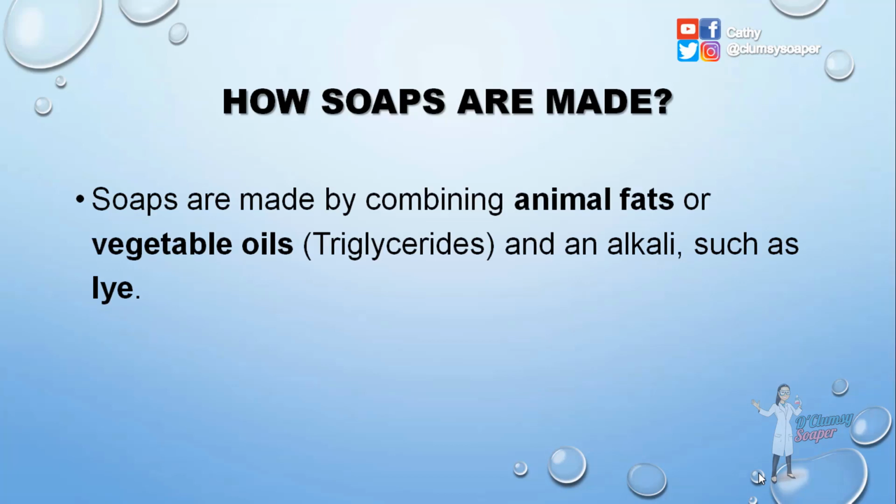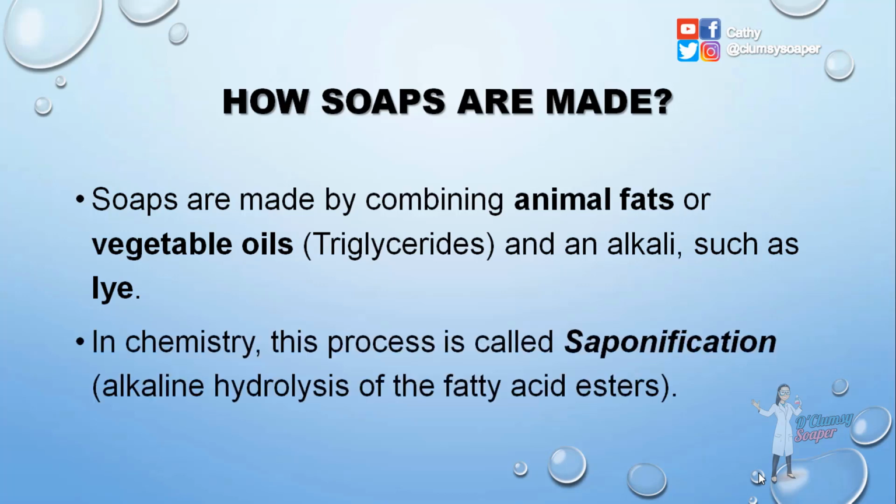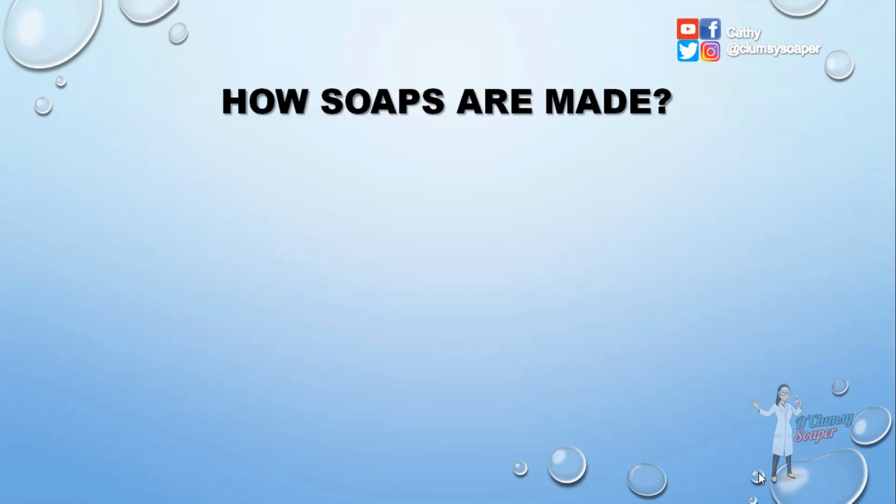Soaps are made by combining animal fats or vegetable oils and an alkali such as lye. In chemistry, this process is called saponification, or the alkaline hydrolysis of the fatty acid esters.